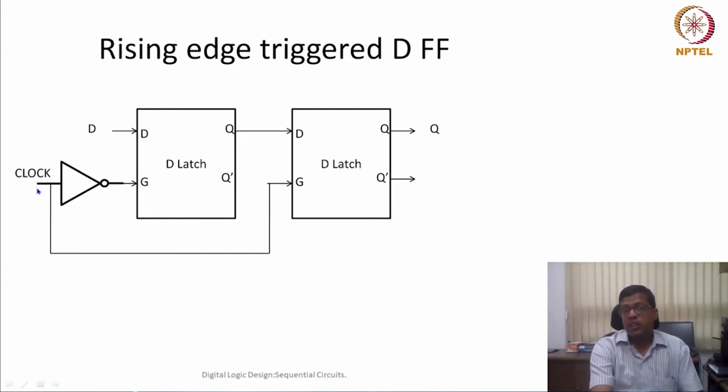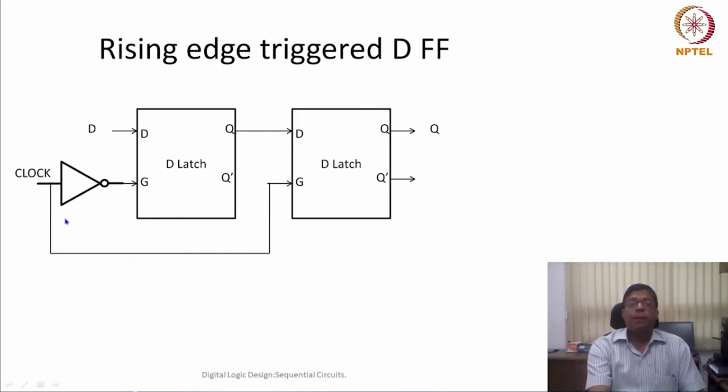For example, whenever this clock is 1, then this delay latch will not be active, so this Q will not change. Similarly, when this is 1 and this is 0, then this particular delay latch would not be active, so this Q will not go here. So during the rest of the stable periods, input will not go to output. Only during the rising edge, the input D would be given as the output Q.